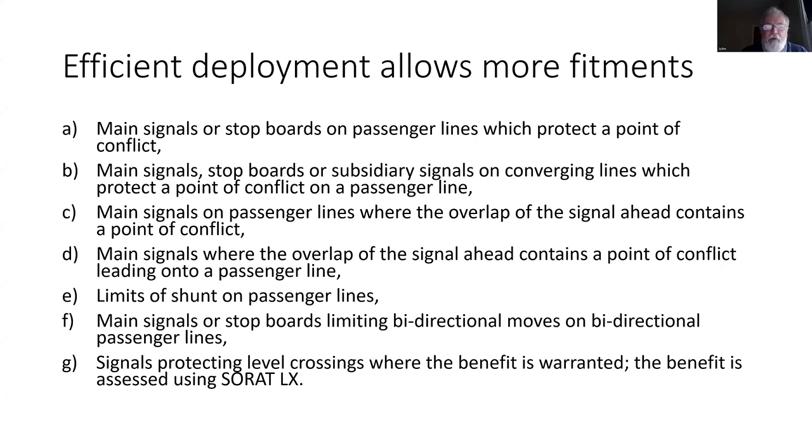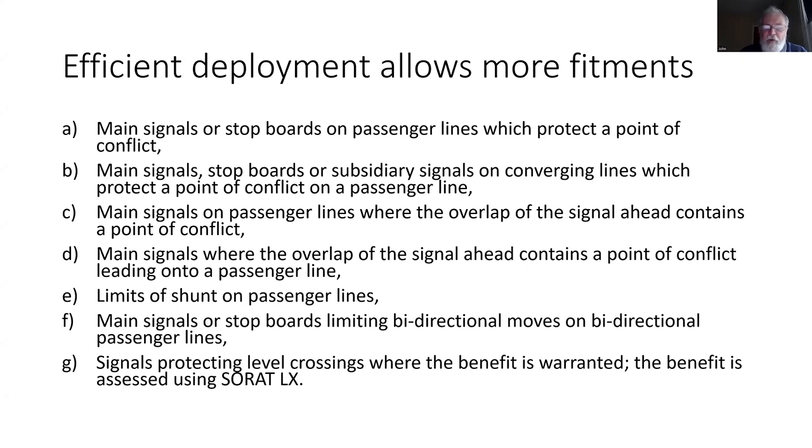They would protect on converging lines. They would protect where the overlap of the signal ahead contains a point of conflict. And that was both on freight lines and on passenger lines, particularly where the point of conflict was actually on the passenger line. Limits of shunt were also provided with basic protection on passenger lines.